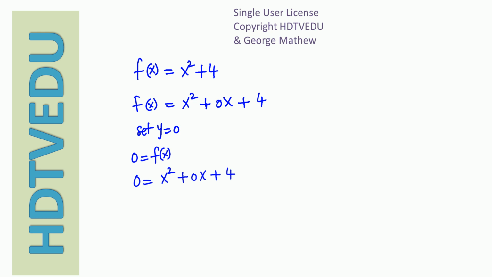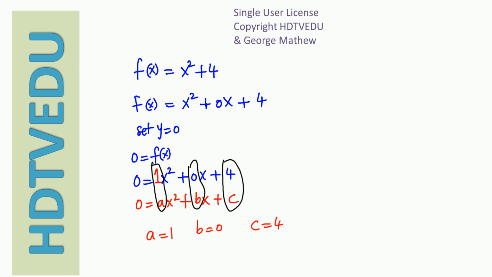Do not forget, when nothing is written next to x squared, it means 1. So 0 equals 1x squared plus 0x plus 4. Compare this with ax squared plus bx plus c. Immediately you see that a is equal to 1, b is equal to 0, and c is equal to 4. Once you have that, the solutions for x are given by negative b plus or minus the square root of b squared minus 4ac, divided by 2a.